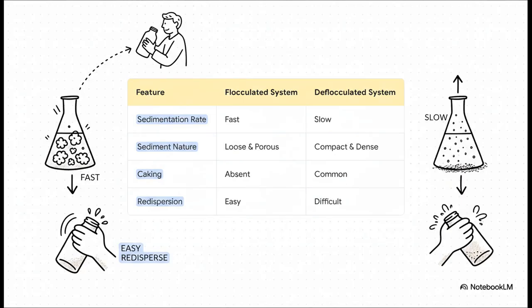You can see the pros and cons side by side. What's really fascinating is how the supposed disadvantage of the flocculated system, that fast sedimentation rate, is directly responsible for its biggest advantage, being easy to redisperse. And for a patient, being able to actually shake up their medicine is way more important than how pretty it looks sitting on the shelf.